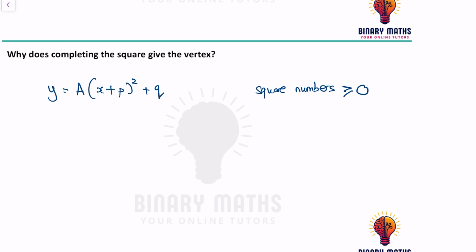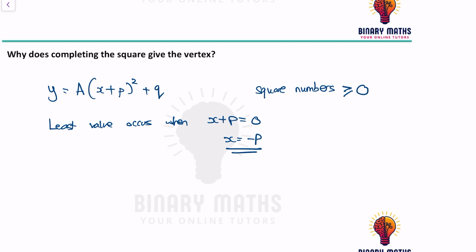So the least value occurs when this square number is equal to 0. So when x plus p is equal to 0, which means x must be equal to minus p. So at x equals minus p, you get the vertex, yeah?